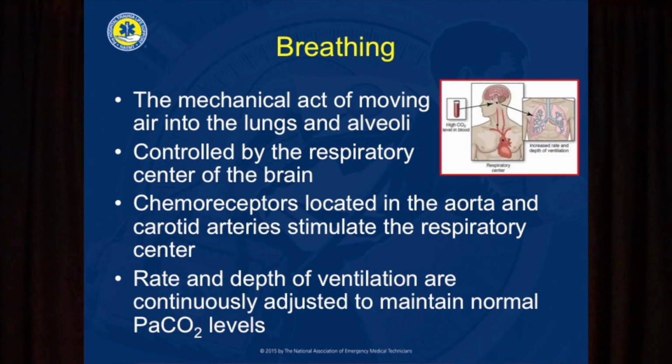So breathing is the mechanical act of moving air into and out of the lungs. There is a section of your brain in the brainstem that controls this, and it's generally controlled by chemical reactions or chemoreceptors that are located in your aorta and carotid arteries, but also by measuring cerebrospinal fluid pH. When the body detects that your pH is decreasing because you're becoming acidic, it will stimulate you to breathe, thus blowing off the carbon dioxide and bringing in oxygen.